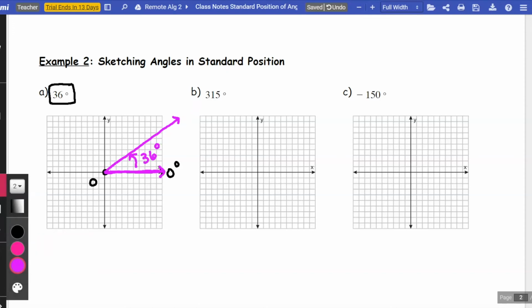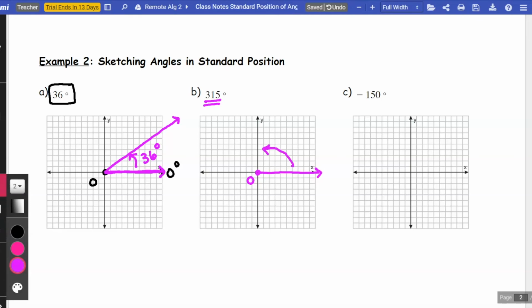All right, go ahead and give part B and part C a shot. Pause the video, unpause it when you're ready to check your answers. Okay, so in part B, we want to create a 315-degree angle, positive angle, so we know we're going to rotate counterclockwise. I'm going to put the origin here. My initial side is always going to be on this x-axis. And then we need to rotate counterclockwise because it's positive.